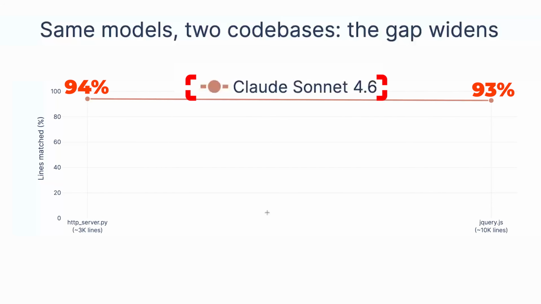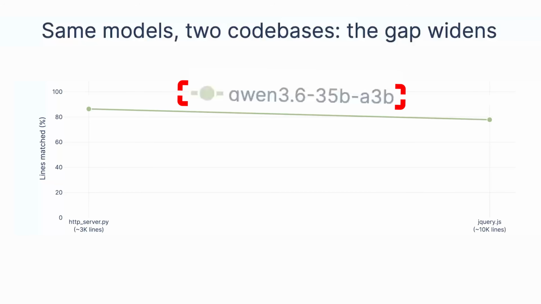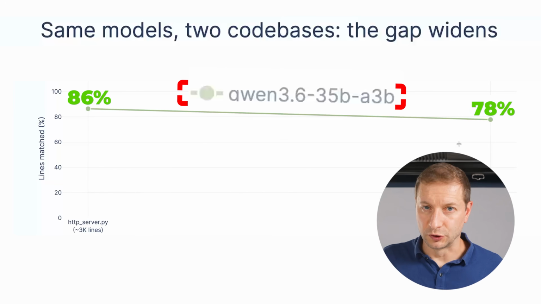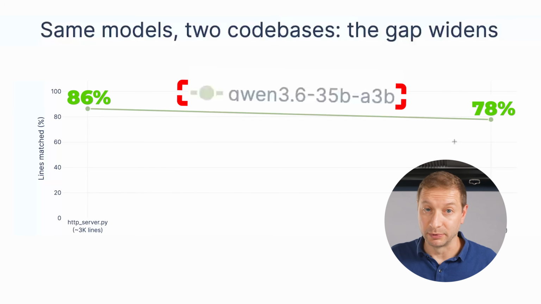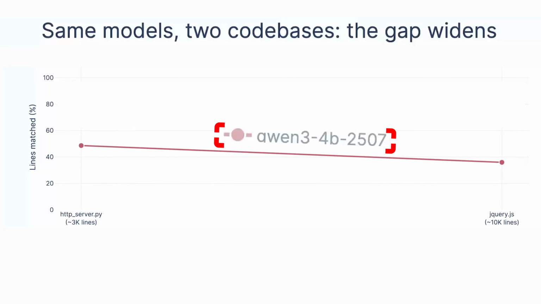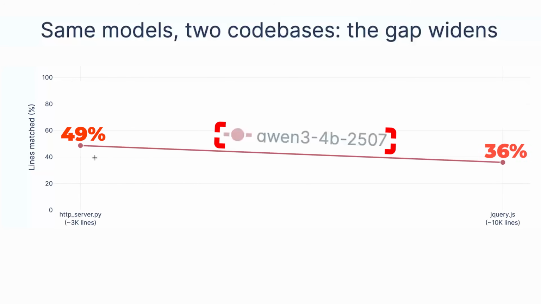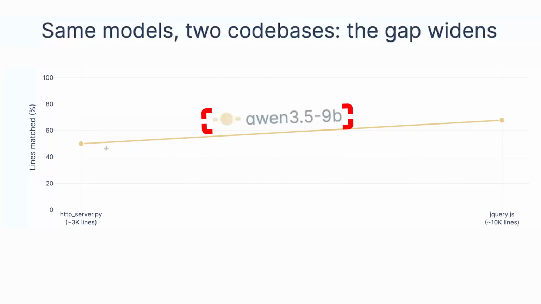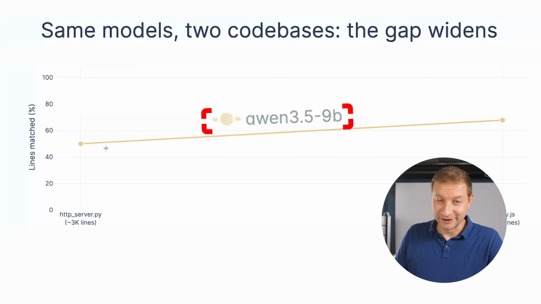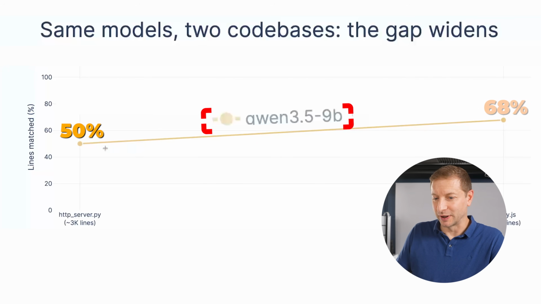But the local picture is where things change. Qwen 3.6 35B drops from 86% to 78%. So the gap to frontier models doubles. It goes from 7 points to 15 now, the difference. And now, smaller models. Qwen 3 4B 2507 goes from 49% to 36%. Qwen 3.5 9B, for some reason, went up a little bit, but it didn't start out in a great place anyway. It started at 50%, went up to 68%.